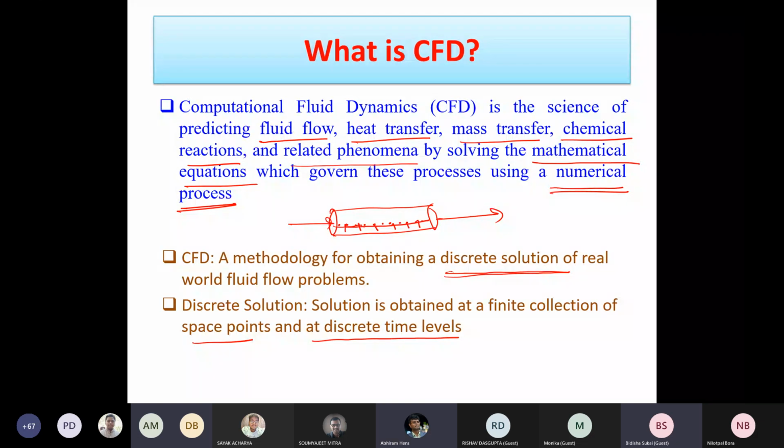Okay, so this is what CFD is all about. Okay, so it is a science for predicting fluid flow, heat transfer, mass transfer, etc., by solving the governing equation numerically. Okay, and we will generate the data at some discrete points rather than producing a continuous solution. Okay, so this is how CFD can be defined in a brief manner.